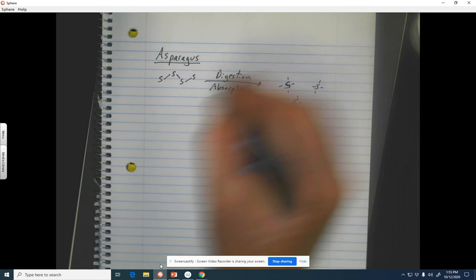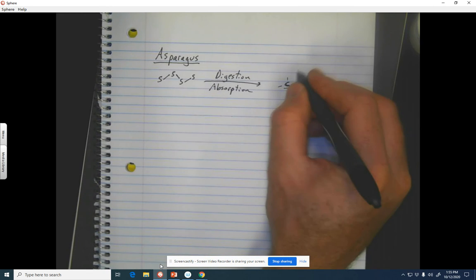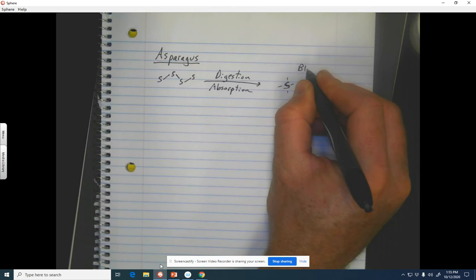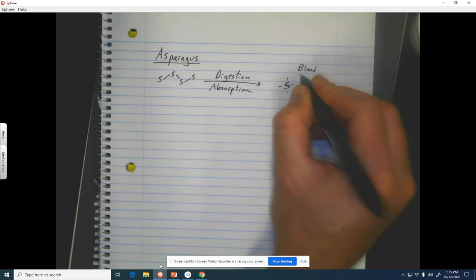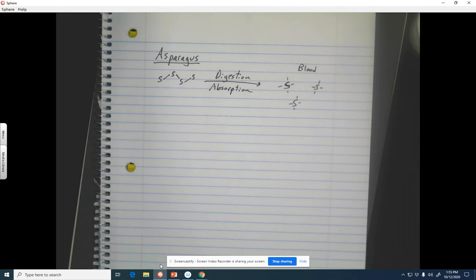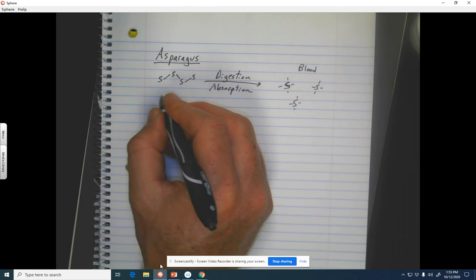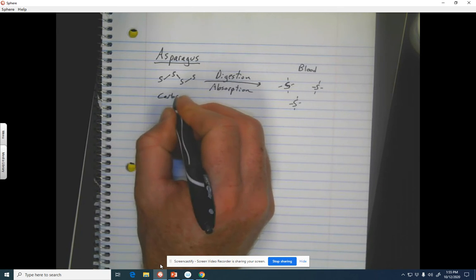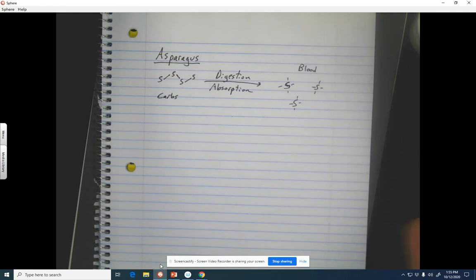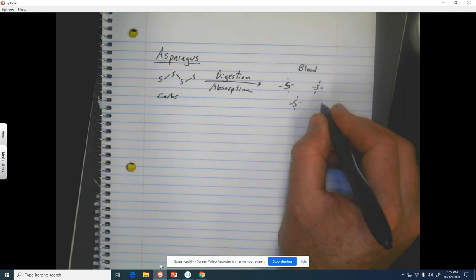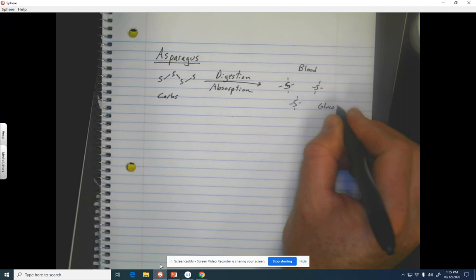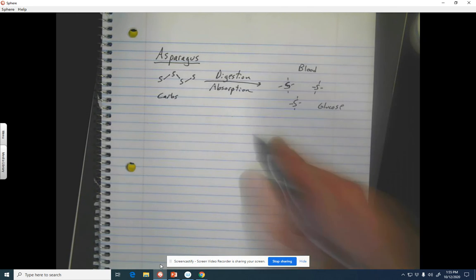Well, now if you've gone from the food, the asparagus, now you're in the bloodstream. You're in the blood. So we have these molecules in the blood because we digested the asparagus, which also has carbs. Remember, we want to get energy out of it. So you might have gotten some glucose. And we know what we would use glucose for. We would use it for energy.